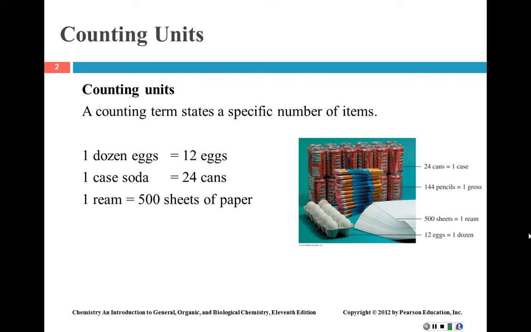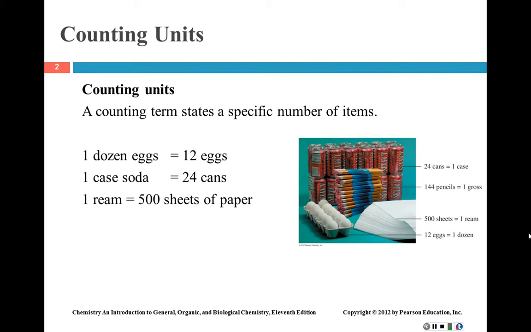A counting term states that there are a specific number of items. In the example here, if we call 12 eggs a dozen eggs, you still know that that means that there are 12 eggs. A case of Cokes is 24 cans of Cokes. So those are what we call equalities, okay? We know that if we only have one case of Cokes, that means that we have only 24 cans. A ream of paper, the other example, means that there's 500 sheets of paper.